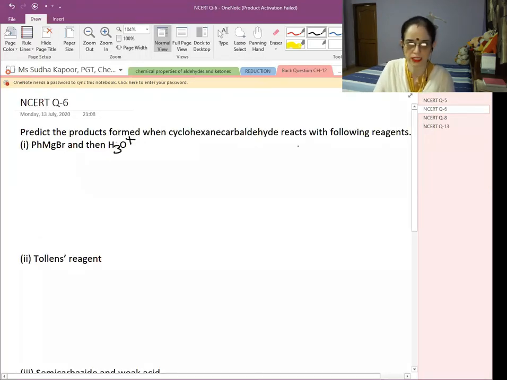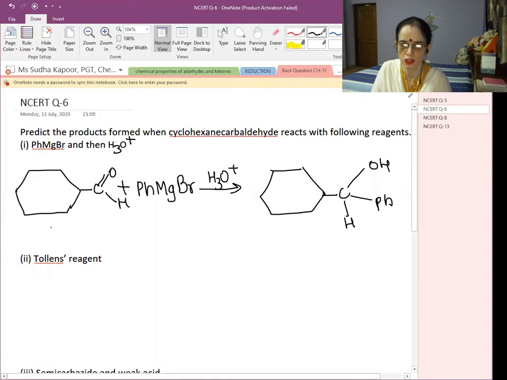Now in question number 6, predict the product formed when cyclohexane carbaldehyde reacts with the following reagents. One by one, we have to draw the reaction associated with cyclohexane carbaldehyde and the Grignard reagent. So we have taken cyclohexane carbaldehyde, added phenyl magnesium bromide, followed with the hydrolysis. Both the things are done. The first step is addition of Grignard reagent. The second step is addition of H3O positive. We will be getting the addition product, followed with the hydrolysis gives us the alcohol related to it.